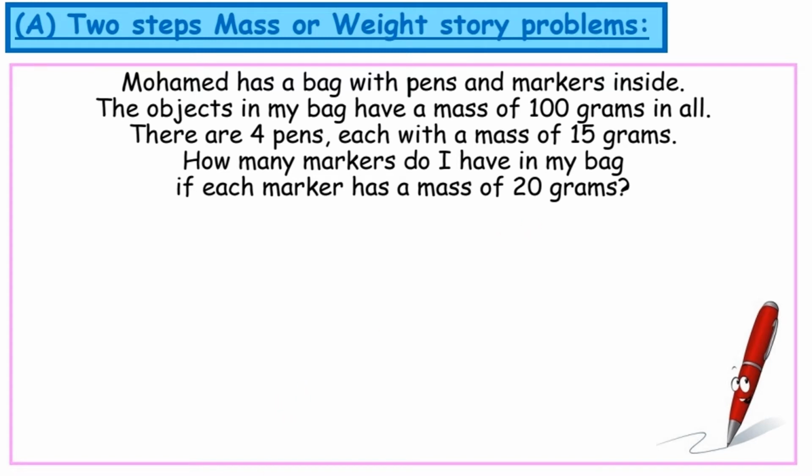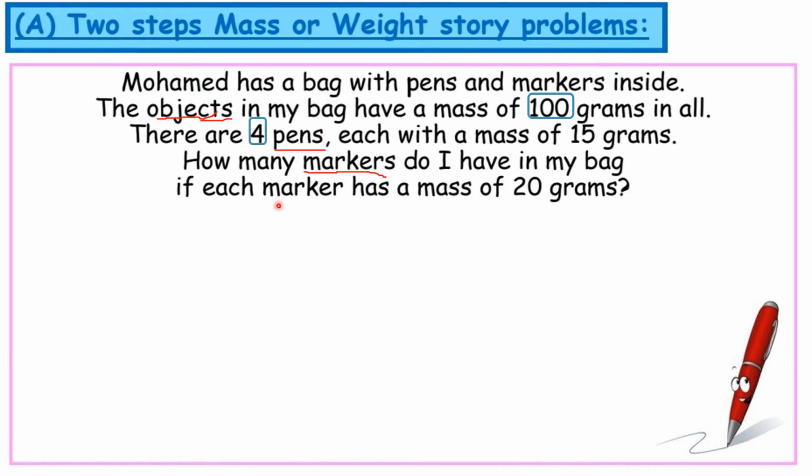So he has in his bag some objects. As we can see here, these objects are markers and pens. I know the number of pens, but I don't know the number of markers. Okay, I have here 100 grams in all. So all the mass of pens and markers is 100 grams.